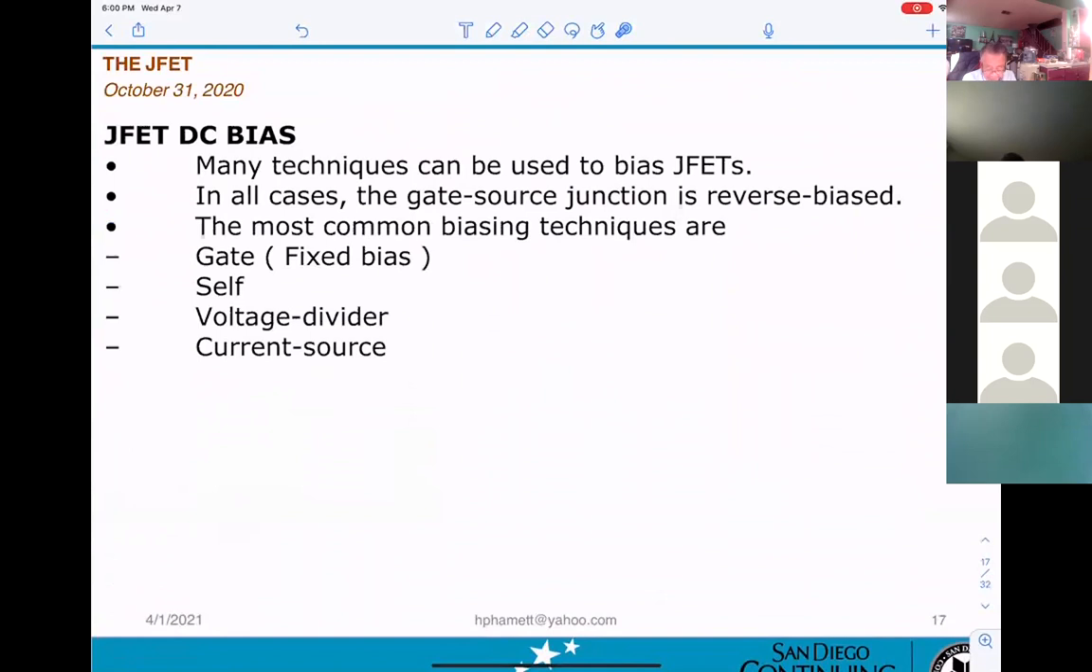Many techniques can be used to bias a JFET. In one case, the gate-source junction is reverse biased. The most common bias techniques are gate bias, or fixed bias, self bias, voltage divider bias, and current source bias. But current source bias is not used much. They can use gate bias, or fixed bias, self bias, or voltage divider.